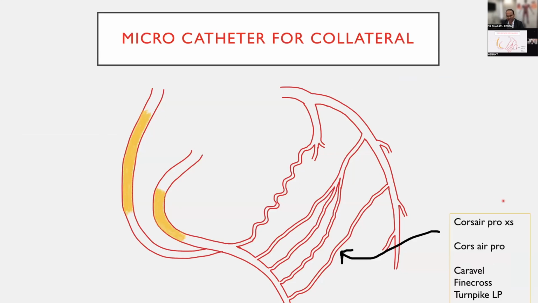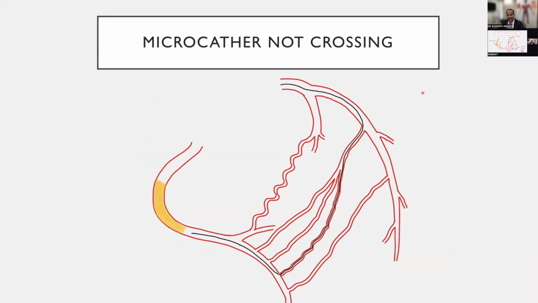And microcatheters, again, it depends on the operator. My first choice for septals is Corsair Pro XS. If I'm not able to cross with XS, then I need more pushability, and I'll move on to Corsair Pro. And sometimes we exchange with catheters like Caravel, FineCross, Turnpike LP when I have too many loops and am not able to navigate with Corsair. For epicardial collaterals, Caravel is the best, an atraumatic microcatheter. And as I already mentioned, for SVG I generally use Corsair, and the wire crossed, but the microcatheter is not crossing the collateral.